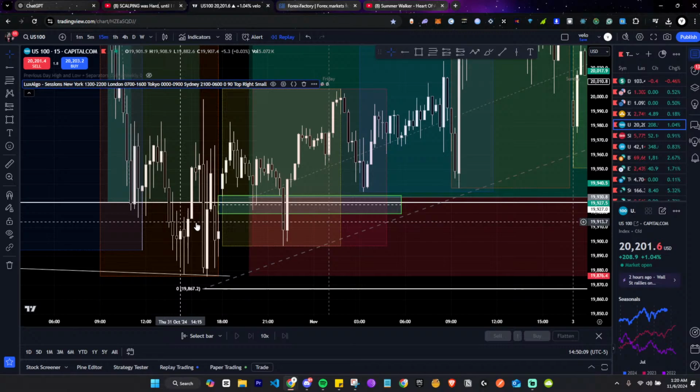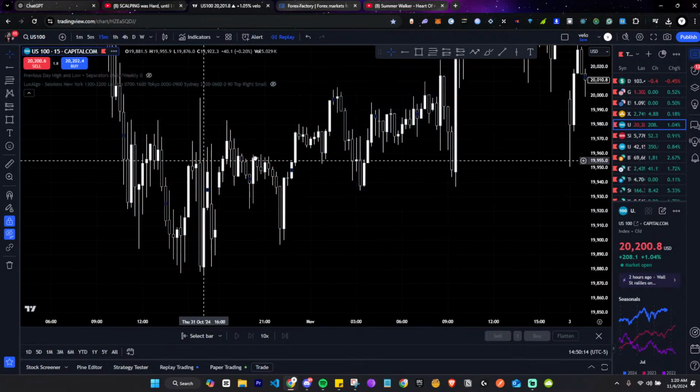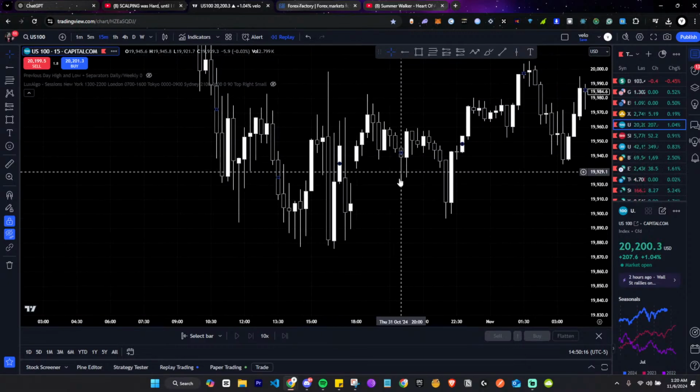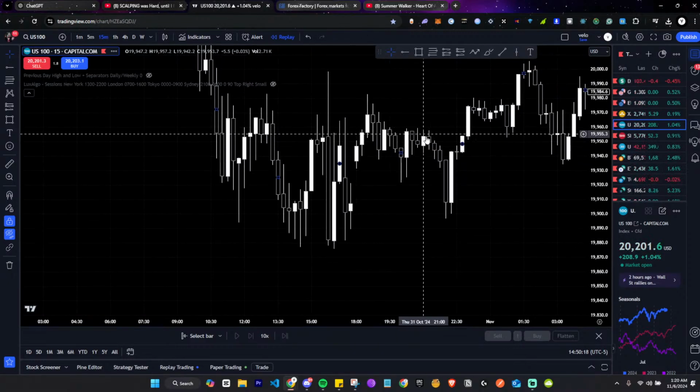I wouldn't trust this range right here because this is an absolute death in displacement. And either way, there's no internal range liquidity in this area. Even this fair value gap was holding. Yeah, this fair value gap, see, it held.